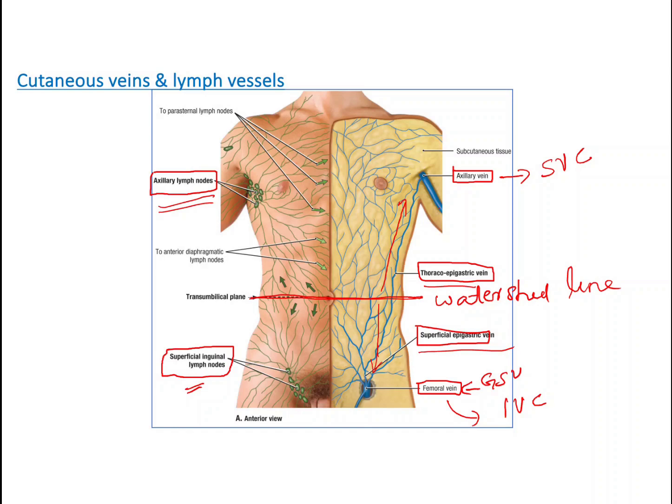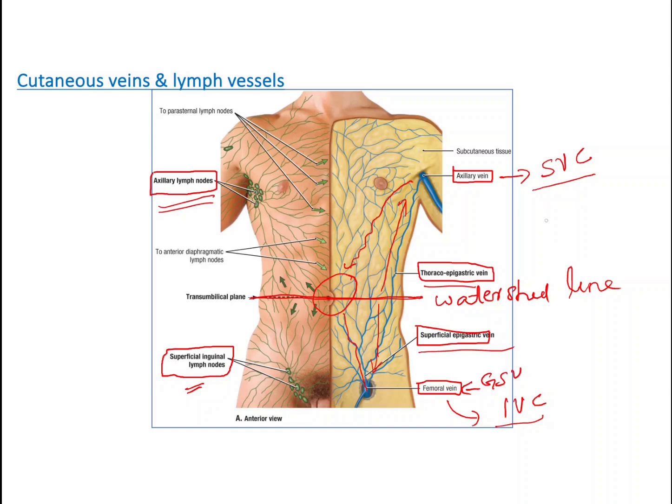That means around the umbilicus, there is a communication between the tributaries of superior vena cava and inferior vena cava. Above the umbilicus the channels go to the axillary vein and finally drain to the superior vena cava, and below, through the femoral vein, going to the inferior vena cava. That means the umbilicus is a region where there is an anastomosis between the tributaries of superior vena cava and inferior vena cava.